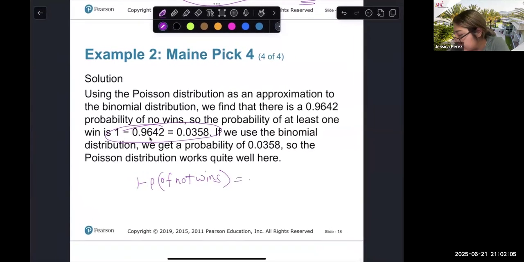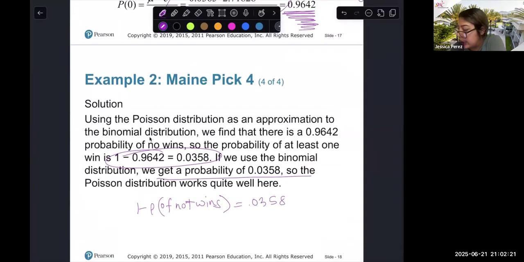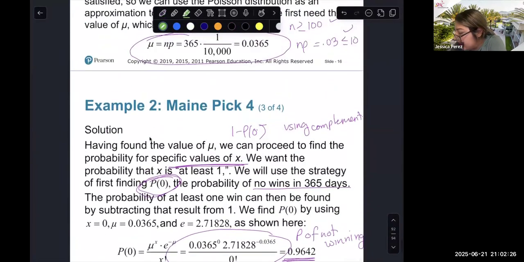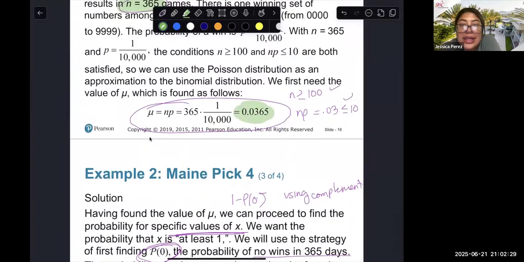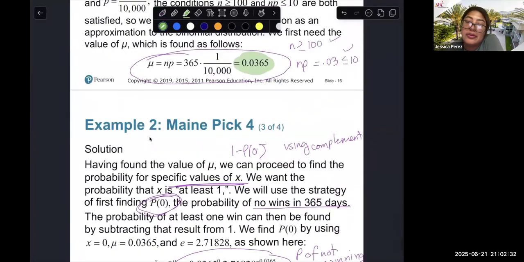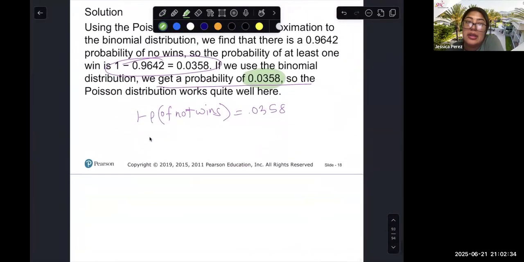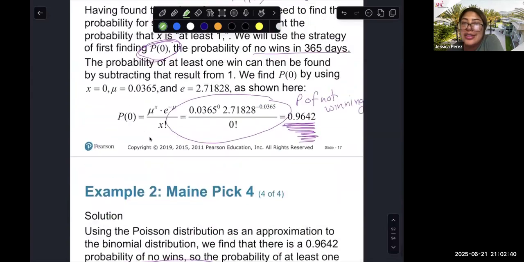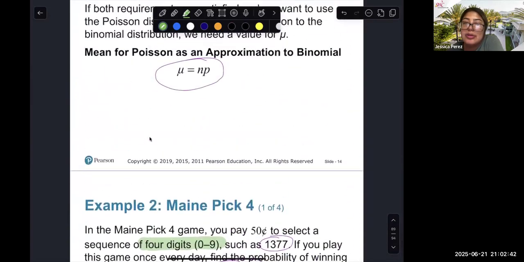That's going to give us 0.0358. So again, it's very small. The probability of winning at least once in a year is about 0.03, which is very unlikely. So again, the Poisson distribution works very well here. We compare the value 0.0358 and the value of the mean, and they are very close. So Poisson gives us a very nice approximation. It works quite well. And with that, we finish section 5.3, Poisson distribution.